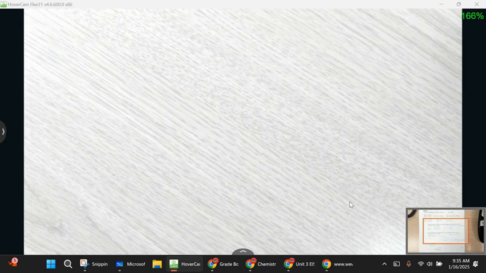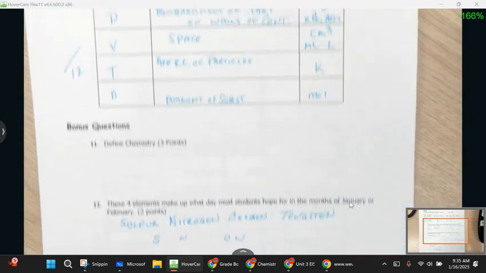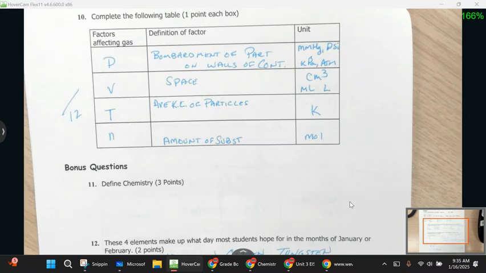Now, I had given you this question on a quiz earlier, ladies and gentlemen, and yet I still had people who can't tell me what pressure is. I accepted 2 definitions: the constant bombardment of particles on the walls of the container and the amount of pressure applied to a certain area. I accepted any one of the units: mm Hg, psi, kPa, or atm. Volume is the amount of space something takes up. It's in cubic centimeters, milliliters, and liters. Temperature is the average kinetic energy in particles of matter.